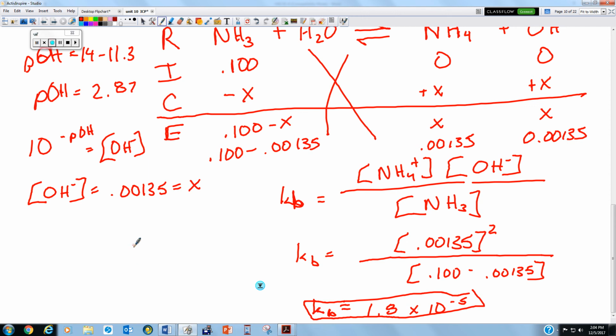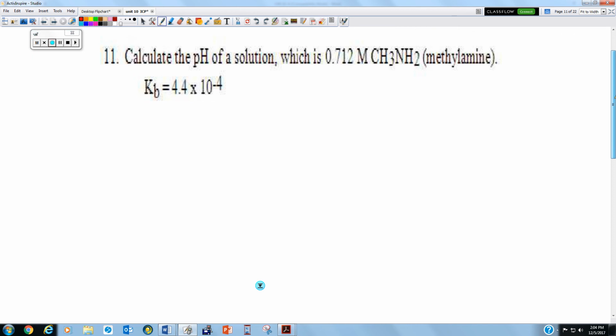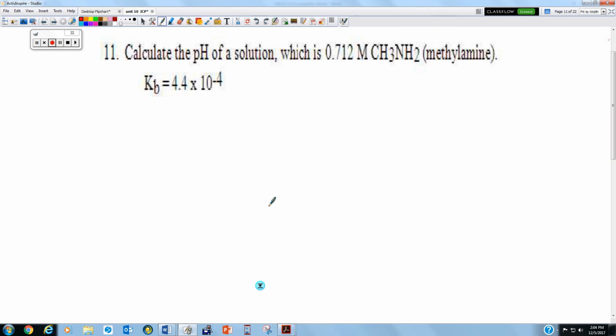Now, we have time for one last problem. This one's going to be a little bit different, but we're still going to do the RICE table first. So again, it says calculate the pH of a solution which is 0.712 molar CH3NH2, methylamine. And then this time, instead of giving us a pH, they actually gave us the Kb.